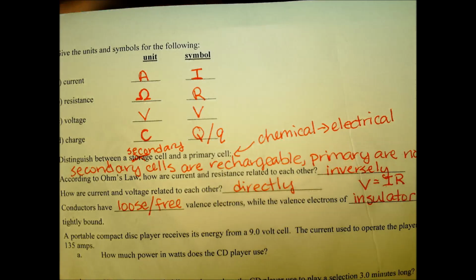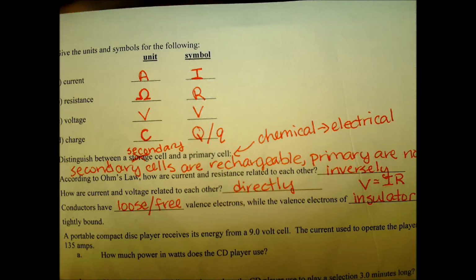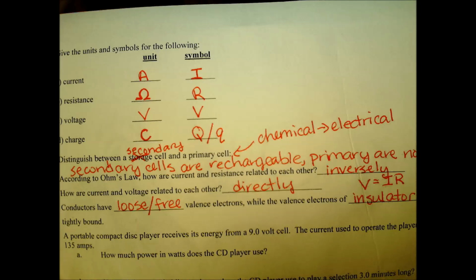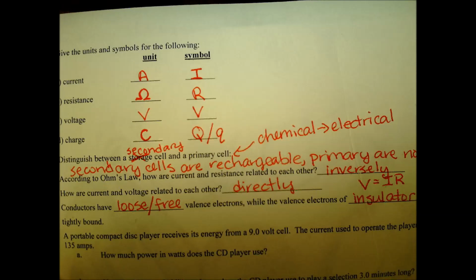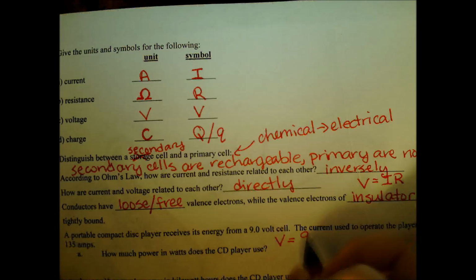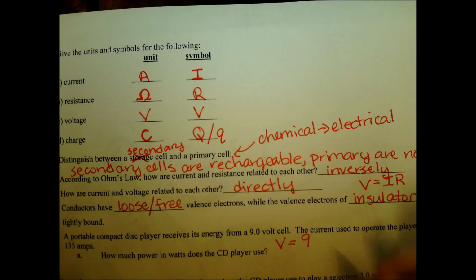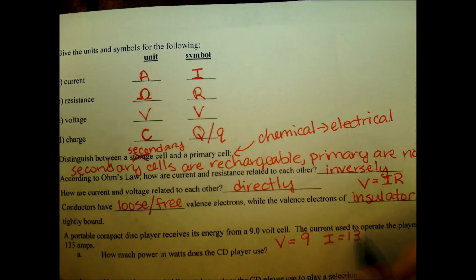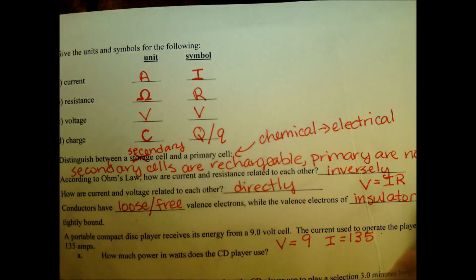All right, a portable compact disc player, oh man, a Walkman, receives its energy from a 9-volt cell. The current used to operate the player is 135 amps. How much power in watts does the CD player use? How much energy in kilowatt hours does it use for a 3-minute song? Okay, well, here's what we're given. We're given a voltage of 9 volts and a current of 135 amps.